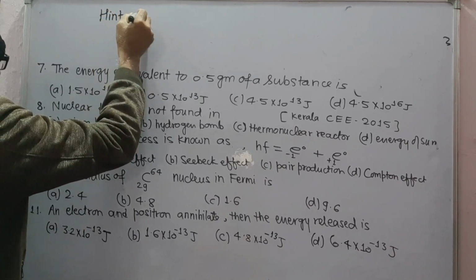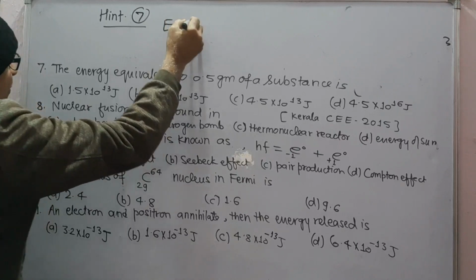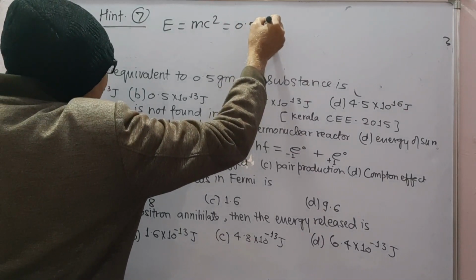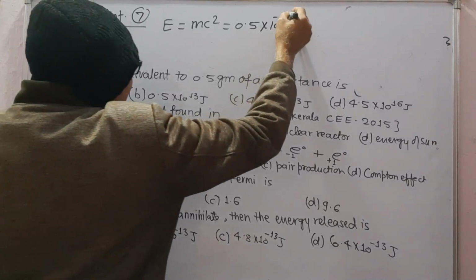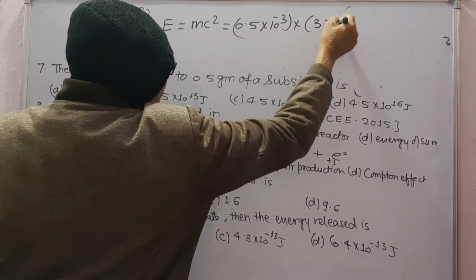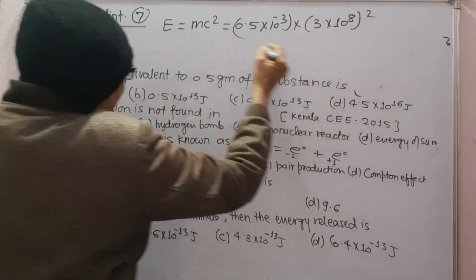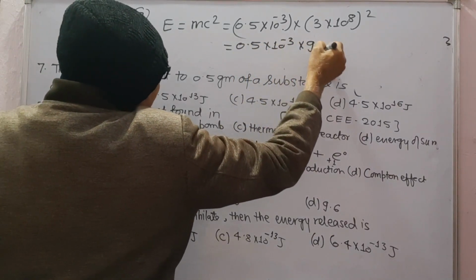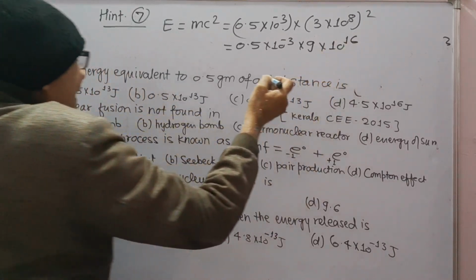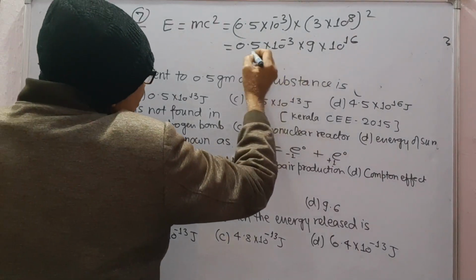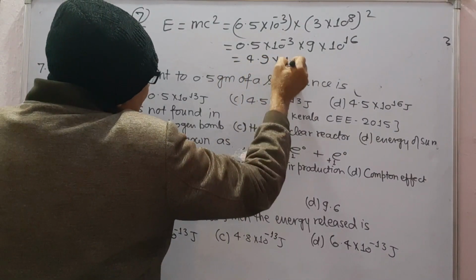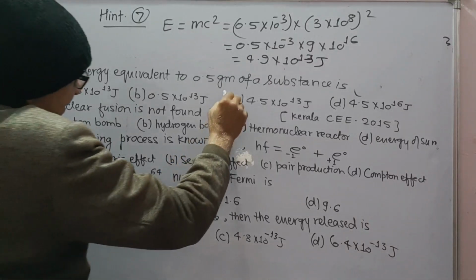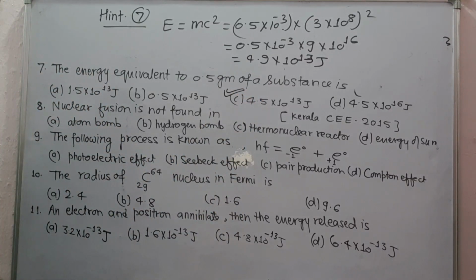Hint to question 7. E is equal to delta m c square, or m c square. m is 0.5 gram, meaning 10^-3 kilogram, times c, 3 × 10^8, squared, velocity applied. So this is 0.5 × 10^-3 × 9 × 10^16. So this is 4.5 × 10^13 joule. So the correct option will be this one, 4.5 × 10^13 joule.